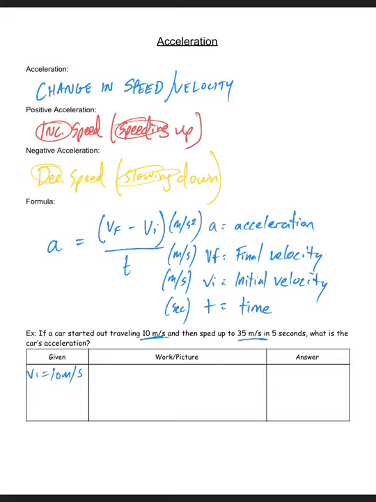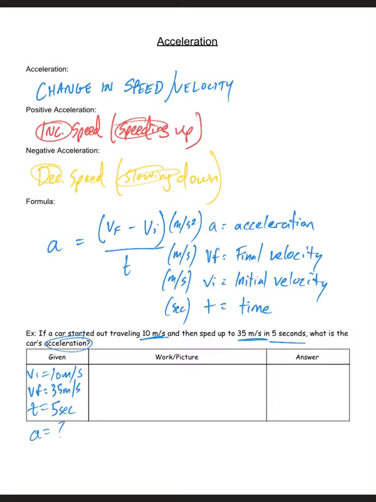And then it sped up to 35 meters per second. That is its final velocity or ending velocity in 5 seconds. That's its time. And then it says, what is the car's acceleration? So we're looking for A, or acceleration.